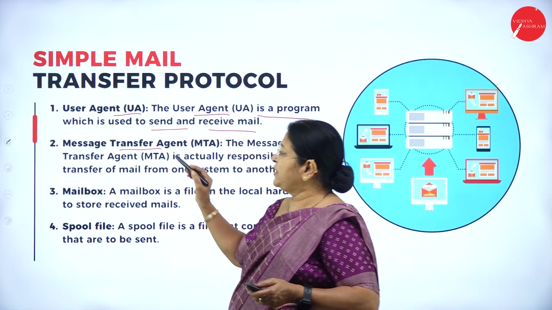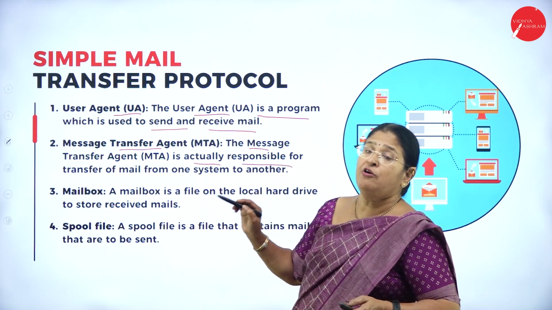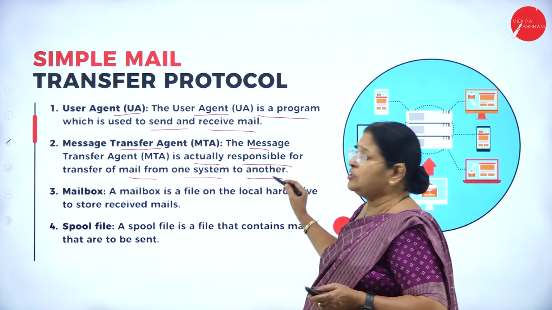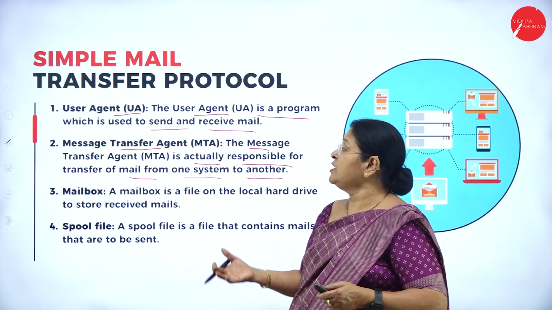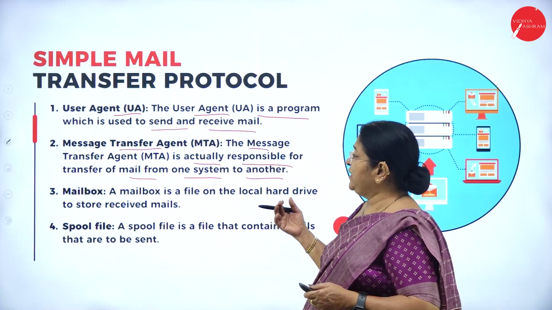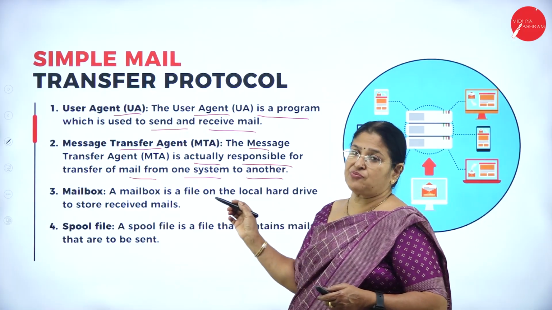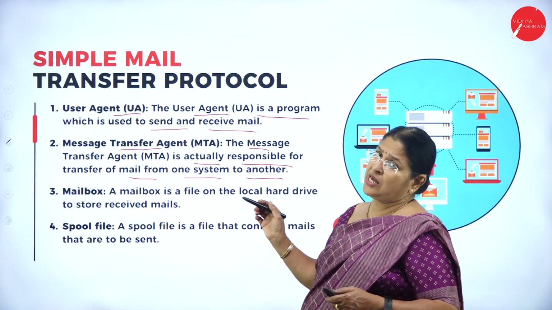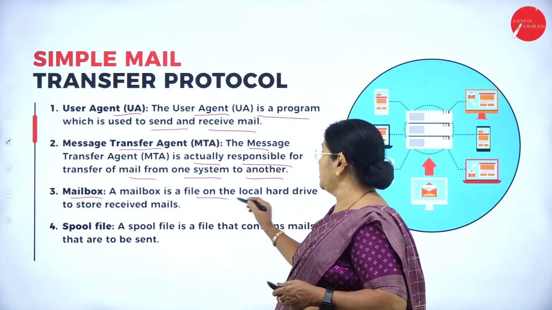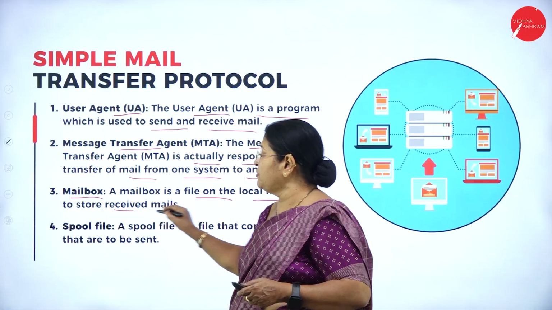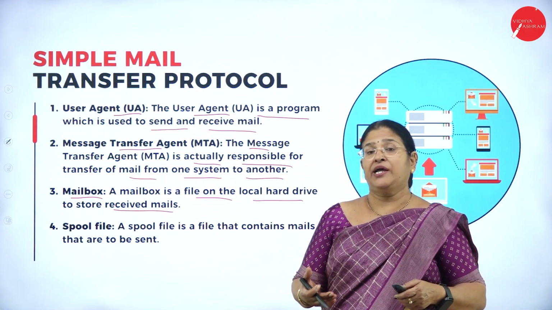Then MTA, that is message transfer agent. The message transfer agent is actually responsible for transfer of mail from one system to another. Very important: from the sender, it has to go to the receiver, and that job is done by the MTA. Next, very important, is the mailbox. The mailbox is like a file on the local hard drive to store received mail. So all the mails that you have received will be there in the mailbox and you can check it.